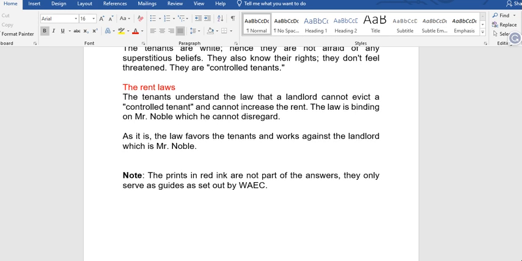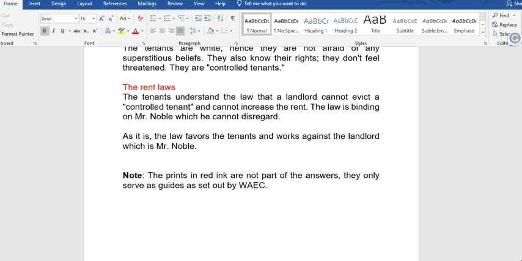Now the rent laws. The tenants understand the law that a landlord cannot evict a controlled tenant and cannot increase the rents. So he doesn't have the right as the landlord to evict, to send them out of the house. And also, he cannot increase the rent. The law is binding on Mr. Noble, which he cannot disregard. As it is, the law favors the tenants and works against the landlord, which is Mr. Noble. So, that is the second question from Second Class Citizen of 2023 WAEC question.